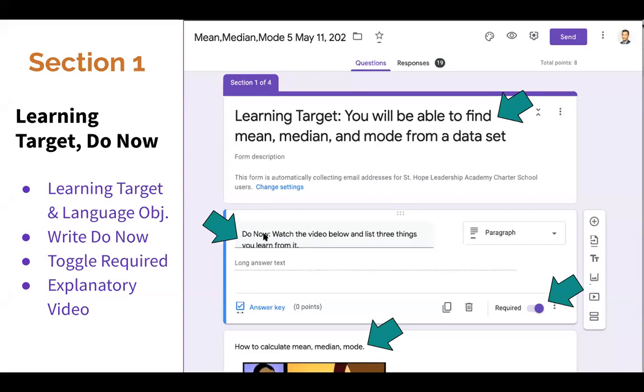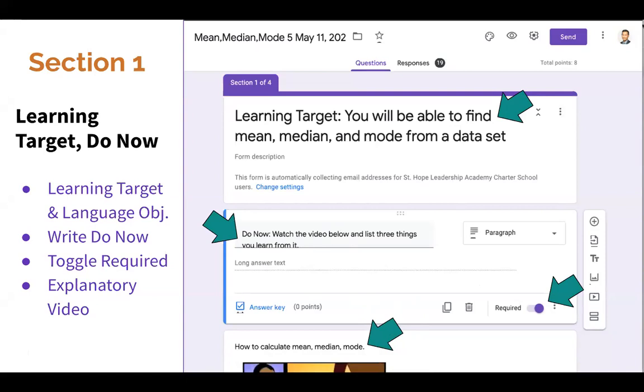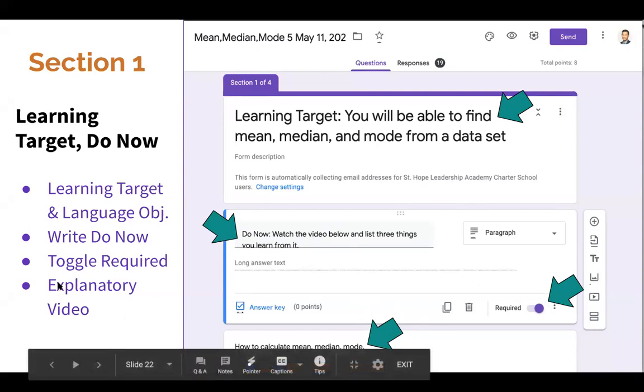And then I write the do now here, I make it required, and add a video here. So that would be more of a visual sense of what's going on. I've seen lessons like this where it's all words, and for ELLs they can't reach that. So an explanatory video, whether you find it on YouTube or you make it yourself, would be great.